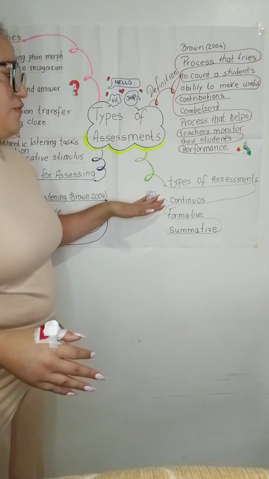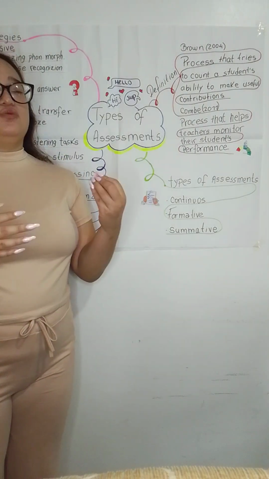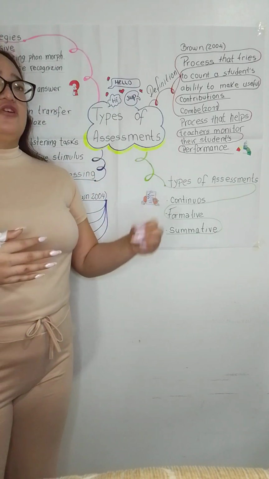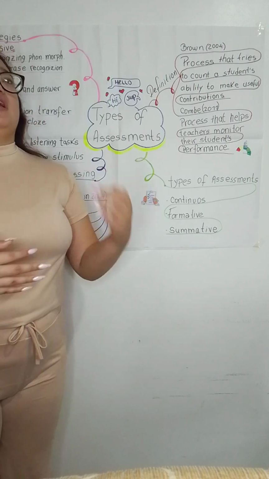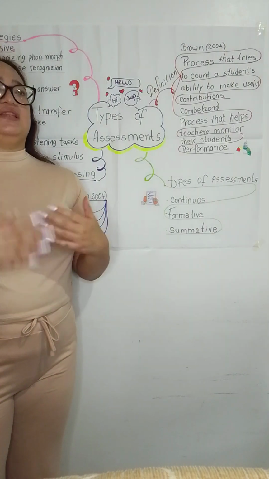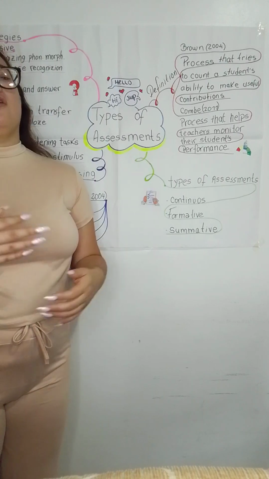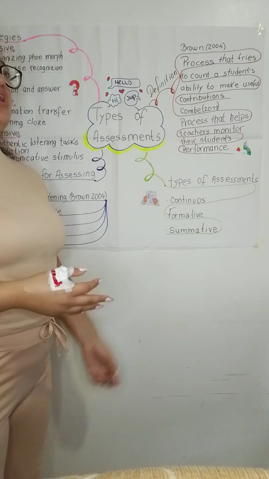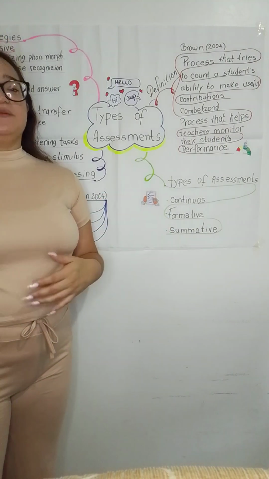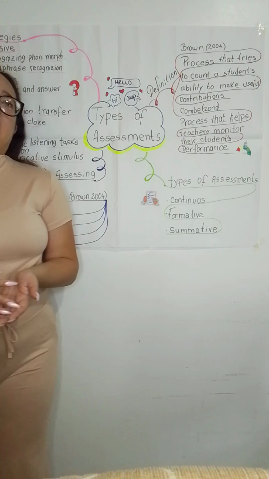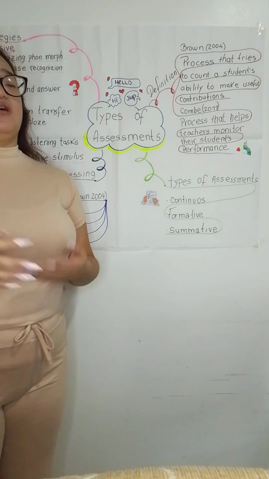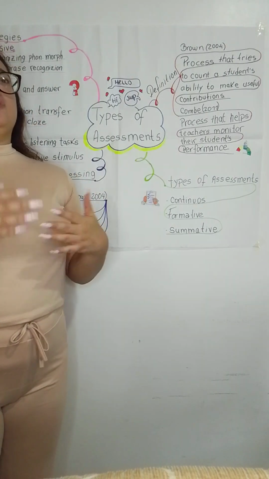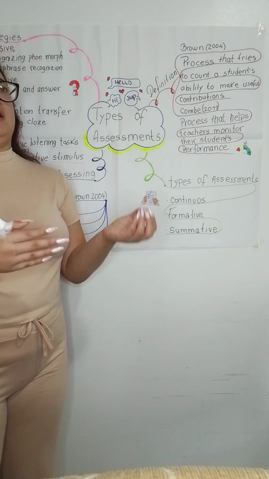Now, types of assessment. According to Baxter, 1997 and 1998, it can be continuous, formative or summative, depending on the purpose and frequency of assessment. Continuous assessment is a process that evaluates a learner's performance over time. So the student is assessed on not just one performance, but many performances.